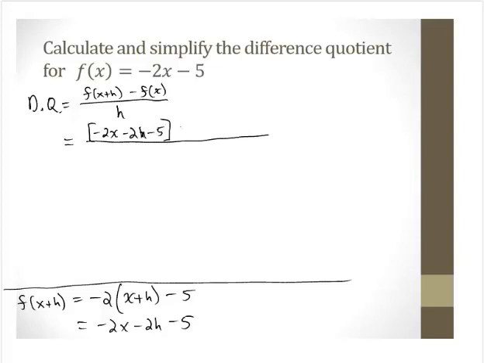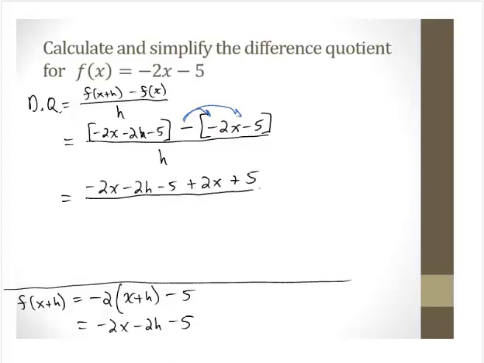Notice how I put brackets around this. It's just a good practice. Now, subtract the original function. The original function was negative 2x minus 5. And that's all over h. Now remember, when you subtract a quantity, we have to use the distributive property carefully. So that would give me negative 2x minus 2h minus 5 plus 2x plus 5. And that's all divided by h.